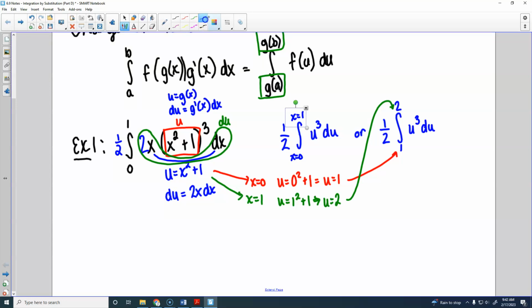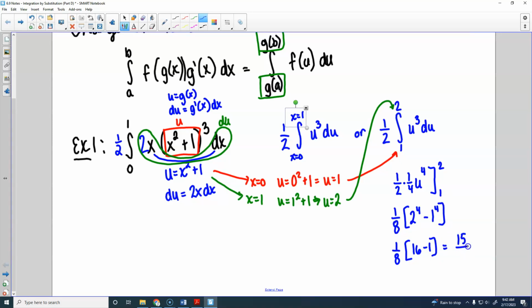So what we are going to do for this is we're going to integrate. So we'll have u to the 4th power. That'll give us a 1/4 right here. And we will integrate from 1 to 2. You don't need the plus c since it is a definite integral. So I'm just going to pull this 1/8 out here. And then we'll have 2 to the 4th minus 1 to the 4th. So 1/8 of 16 minus 1 is going to give us 15 over 8.